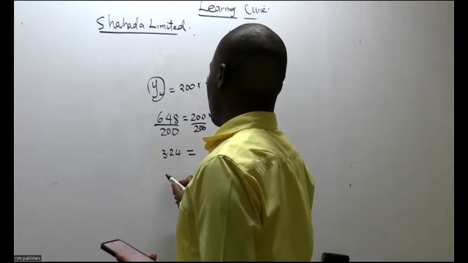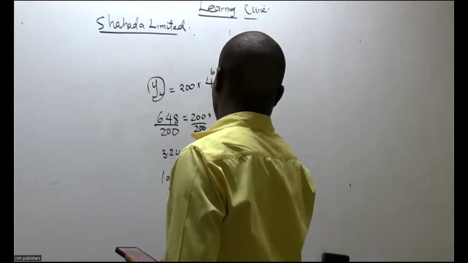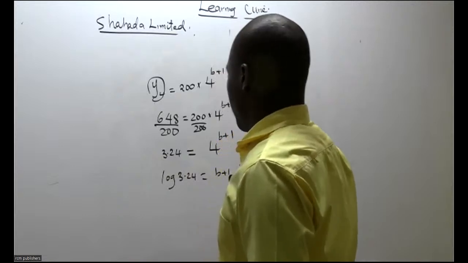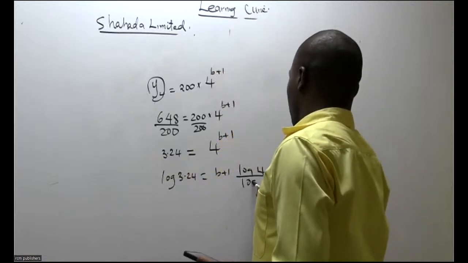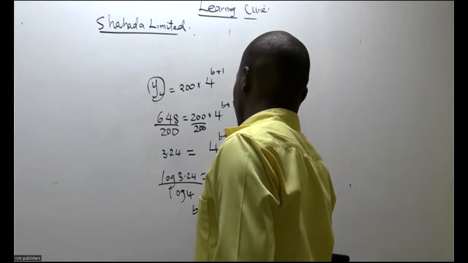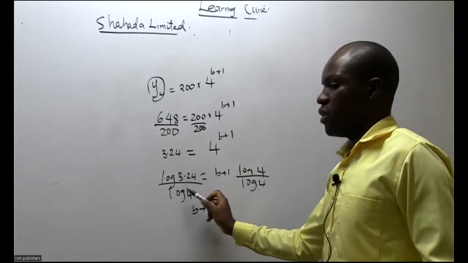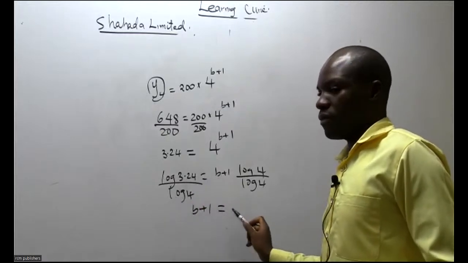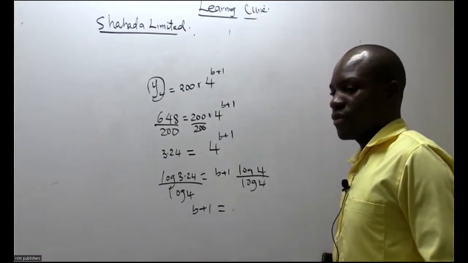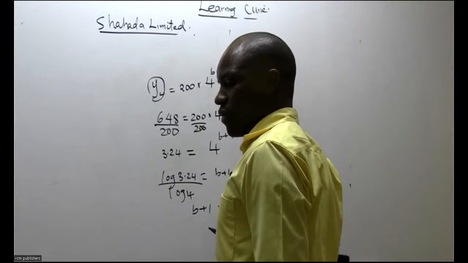Introduce log. We are going to have log 3.24 is equal to B plus 1 log 4. So divide both sides by log 4. So B plus 1 is equal to log 3.24 divided by log 4. What will you have? 0.848.